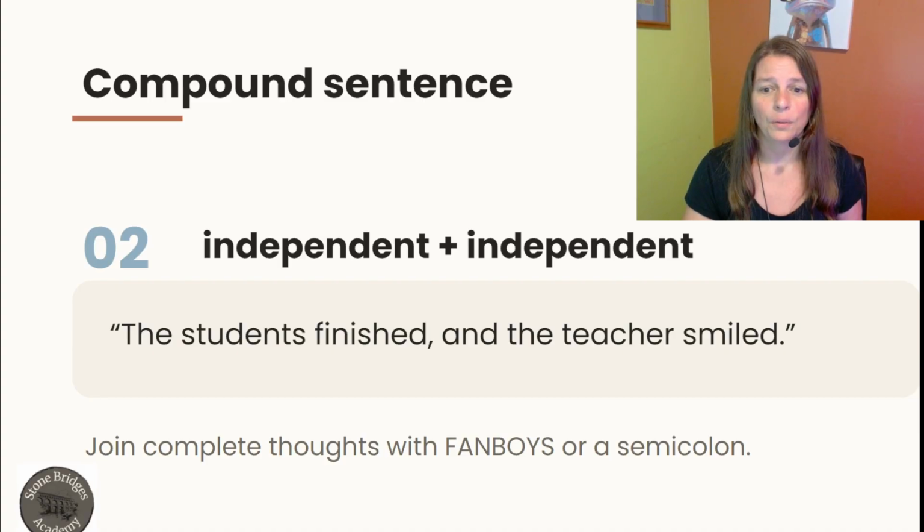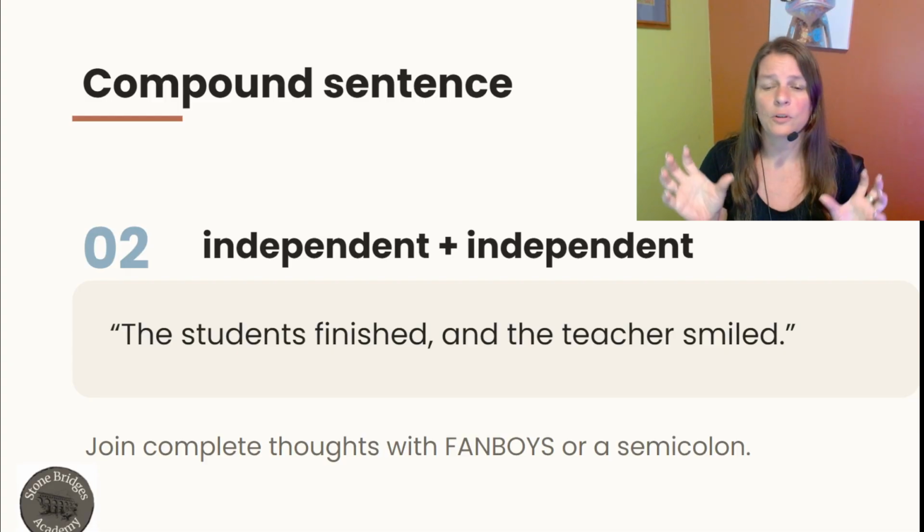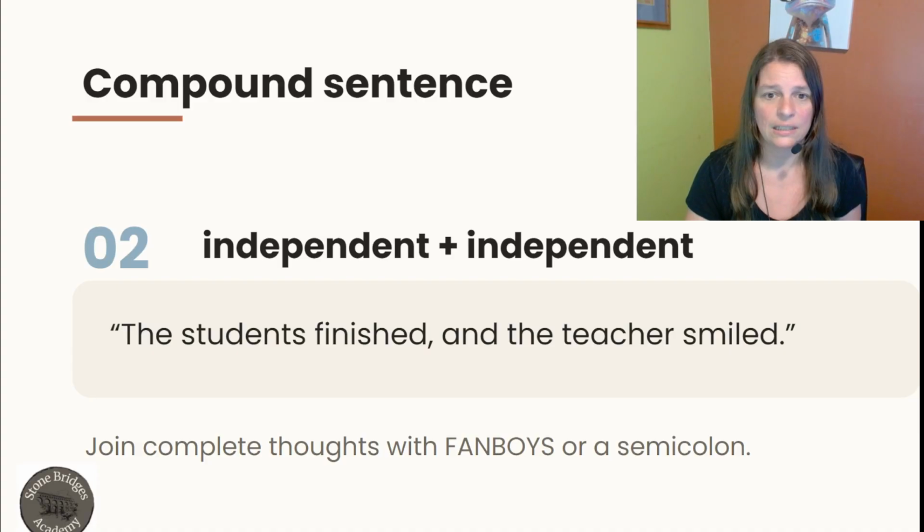Okay? So we use fanboys to combine these sentences, to join these sentences together. And fanboys is for, and, nor, but, or, yet, so. Any of those words can be used to combine 2 complete thoughts together to make a compound sentence.